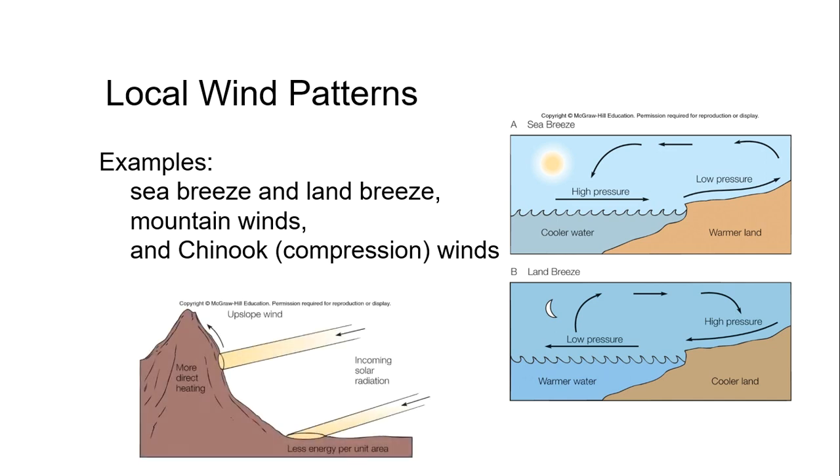Another good example is mountain winds. You have some heating on a mountain side and in a valley, and since that air is going to be heated up, hot air rises, and so it will go up the slope.